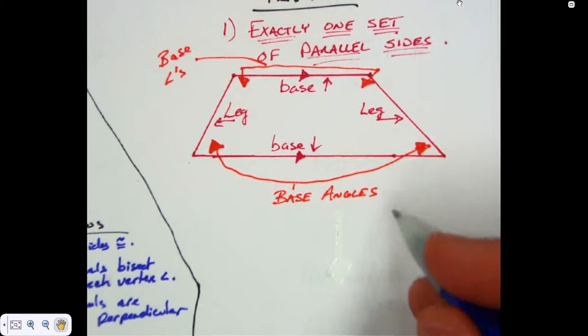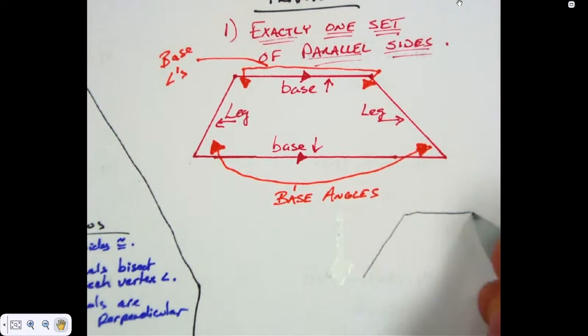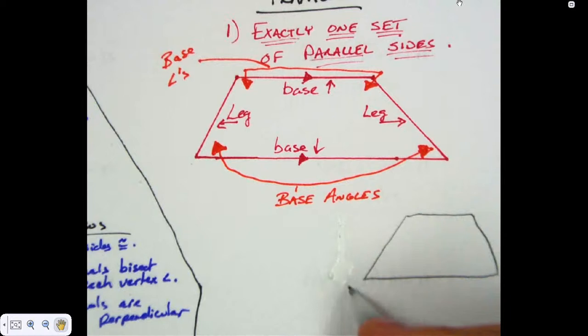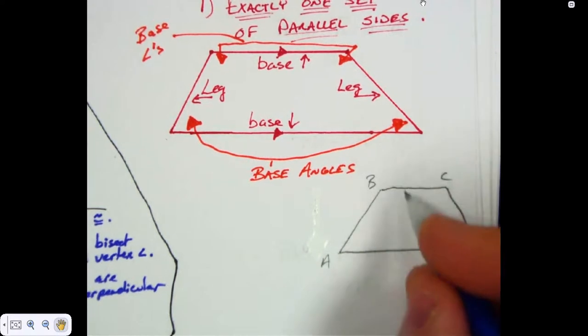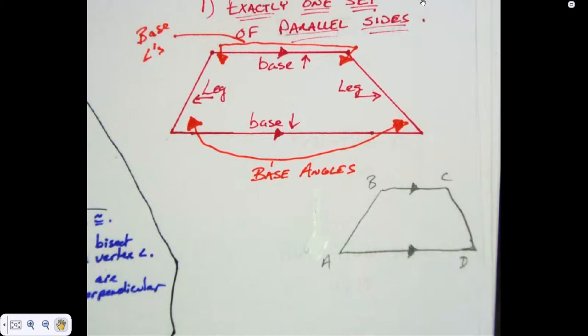Draw yourself another picture of a trapezoid. Label it A, B, C, D. When you're trying to figure out what's the base and what's the legs, always find the two sides that are parallel. What do you think you can tell me about angle A and angle B in a trapezoid?